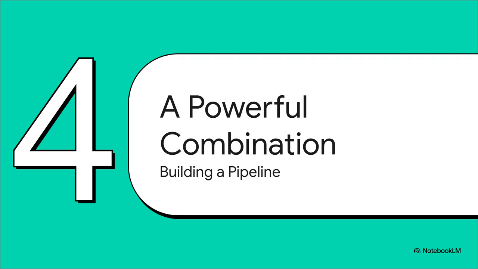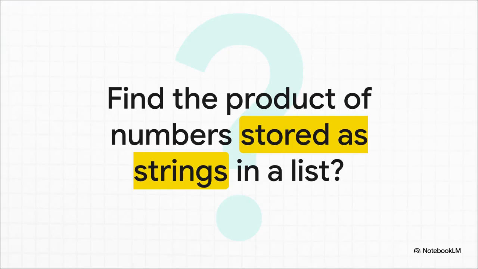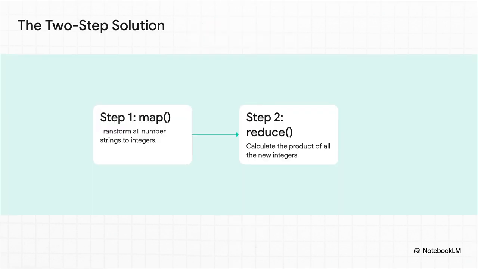Okay, and this is where things get really cool. Because these tools are great on their own, for sure. But their true power is unleashed when you chain them together to create these beautiful, elegant data processing pipelines. So let's take on a little two-step problem. We've got a list of strings, but they represent numbers, and our goal is to find their product. Well, we can't multiply strings, obviously. And we need to do more than just convert them. We actually have to do both things. This is a perfect job for a pipeline.